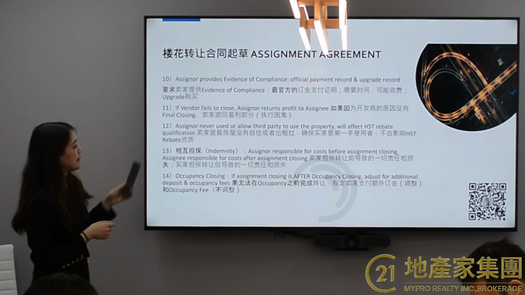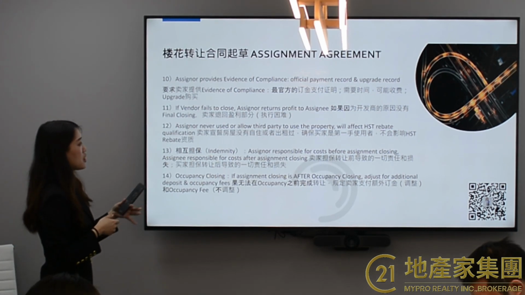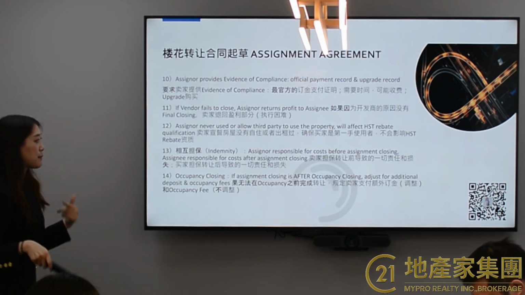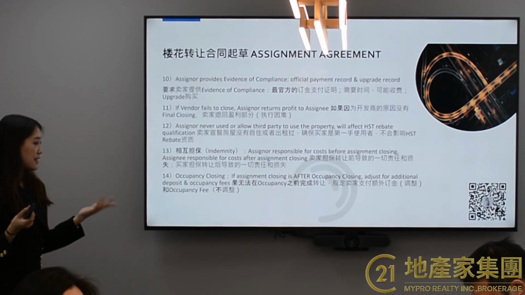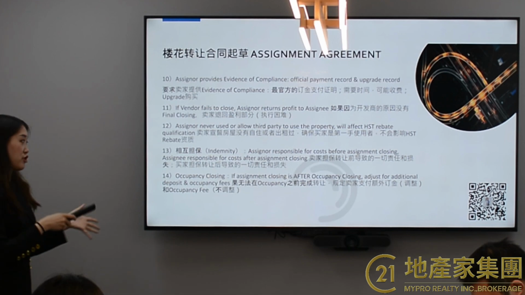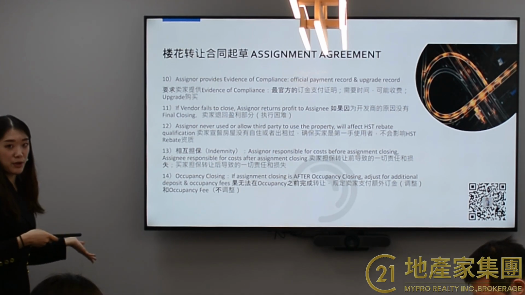Okay. And then indemnity. This is a general provision, and the seller and the buyer can indemnify each other for anything that they did when they were the purchaser. And if they were in default and caused some loss, they should be responsible for that.